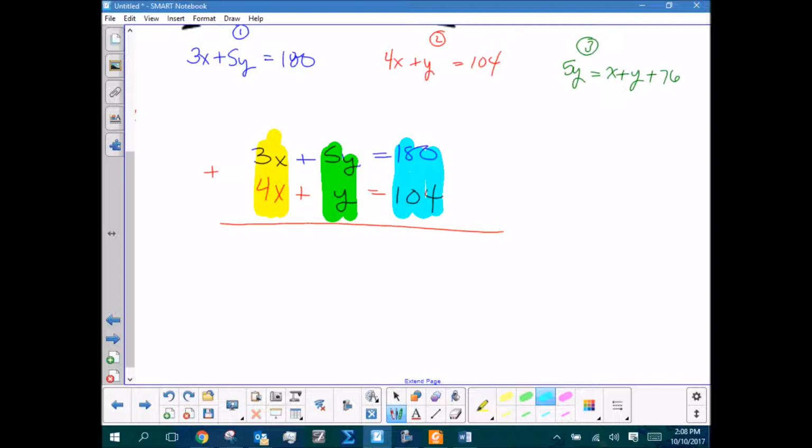And the hope is, when we set these up, and you saw this last year, that when we add straight down, we either get 0x to show up, or we get 0y to show up. Does that make sense? 0 times x is just 0, right? It makes that variable disappear. Well, if I add straight down now, I get 7x and 6y, so nothing disappeared, nothing canceled out.